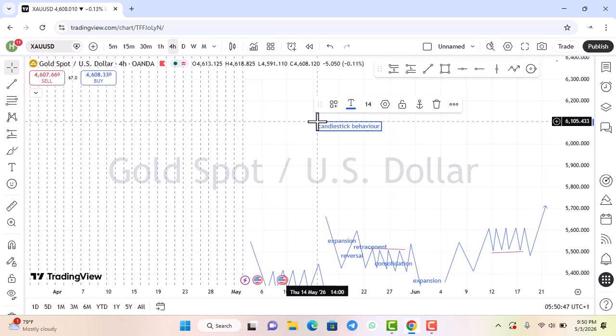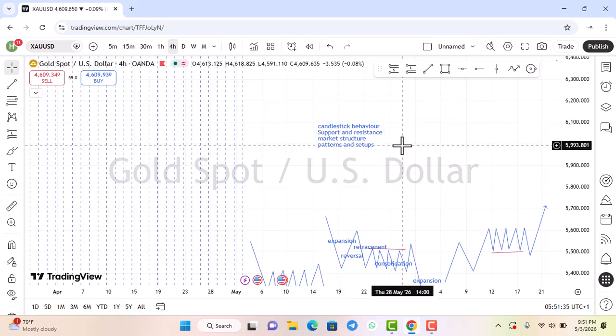Then number two is support and resistance. Then number three is market structure. Number four is patterns and setup, right? So this is the core idea behind price action.